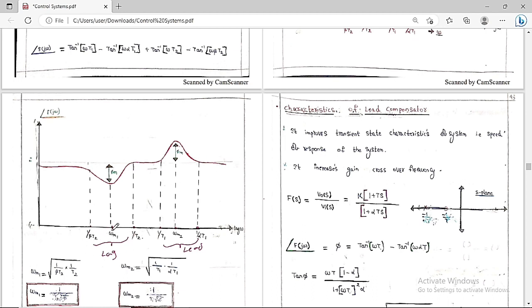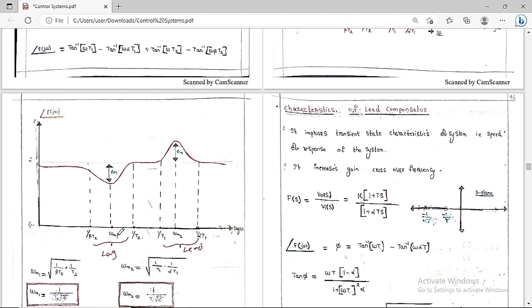Lag compensator means the phase angle is negative because the output is going to lag the input. This is a lead compensator, so the phase angle is positive, and therefore the output is going to lead the input. The phase angle is positive here. This is called the maximum phase shift, and this is the maximum phase shift. This maximum phase shift is going to have a frequency which is omega m1, and this maximum phase shift we are going to get at a particular frequency omega m2.